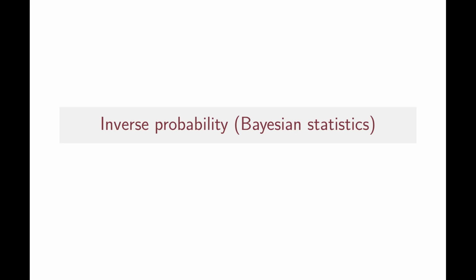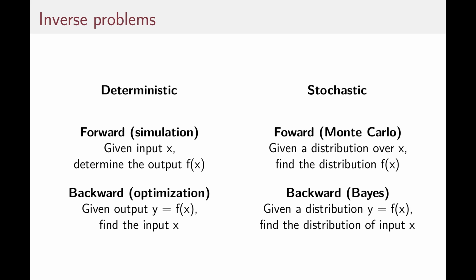Finally, let's talk about inverse probability or Bayesian statistics. On the left column, we have two deterministic problems. One is the forward evaluation or the simulation: given some input x, determine the output f of x. And if you're a programmer, you know even this thing is not easy to solve.